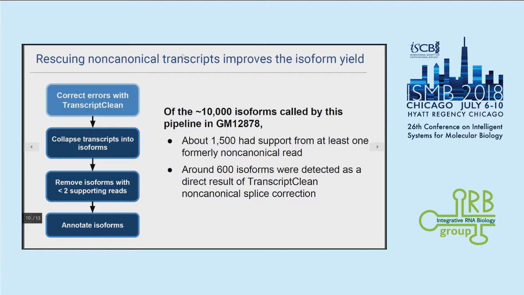We ran a downstream pipeline on these transcripts as well as the other canonical transcripts to see the effect of running TranscriptClean. We corrected errors, and then we collapsed the transcripts into isoforms. Then we removed isoforms with less than 2 supporting reads, and we annotated them to find out which ones belong to which genes and so on. Of the roughly 10,000 isoforms that we called in this pipeline, about 1,500 had support from one formerly non-canonical read that we were able to correct. In addition, we had 600 isoforms that would not have been discovered at all in our data if we had not run TranscriptClean.